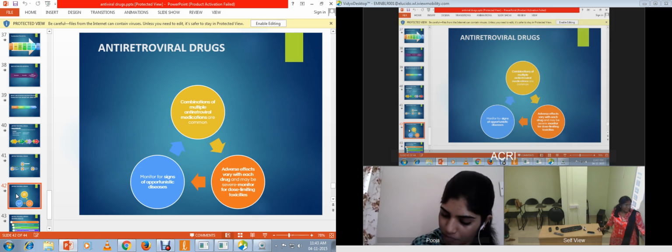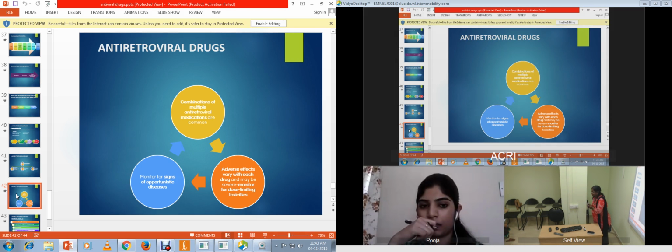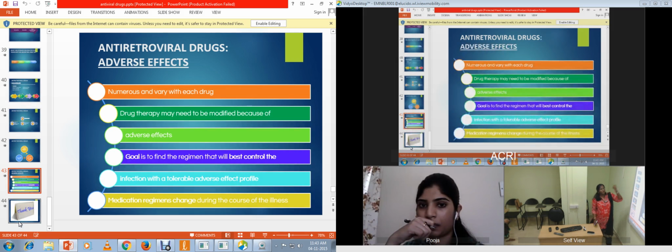Adverse effects vary with each drug and may be severe, so monitor for dose limiting toxicity. You need to limit the dose so that there is no toxic effect. You will be learning lethal dose and effective dose under pharmacodynamics. Drug therapy needs to be modified because of adverse effects. The goal is to find the regimen that will best control the infection with a tolerable adverse effect, so the adverse effects should be less.